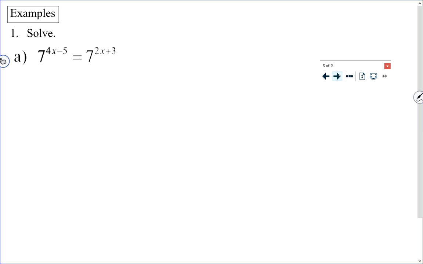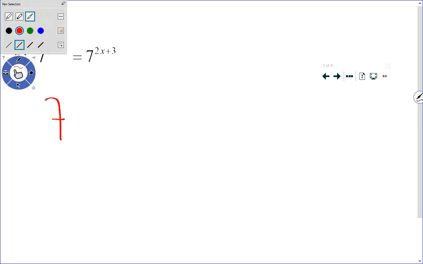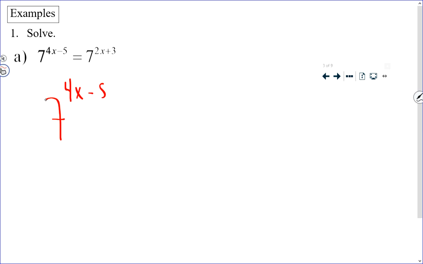So the first equation says 7 raised to the 4x minus 5 is equal to 7 raised to the 2x plus 3. Now let's stop and think about this. How is it possible that 7 raised to the 4x minus 5 and 7 raised to the 2x plus 3 can be equal to each other? Well, they both have a base of 7, so the only way they're going to be equal to each other is if their exponents are equal. Which means that 4x minus 5 has to equal 2x plus 3.